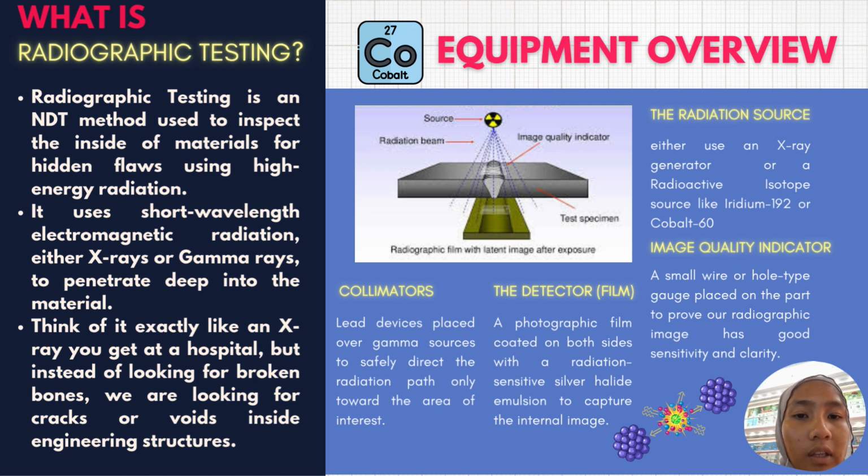And then we have the detector film, a photographic film coated on both sides with a radiation sensitive silver halide emulsion to capture the internal image of our structure. And then lastly we have collimators. A collimator is a lead device placed over gamma sources to safely direct the radiation path only towards the area of interest.